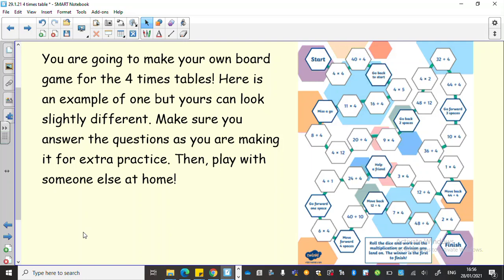Once you've done that, if you find you've still got a little bit of time left over and you want to do more times tables, remember Times Table Rockstars is always there for you. It is an amazing tool for you to learn your times tables, okay? Because one of the best ways to learn them is simply to just keep practicing them over and over. That's one of the only ways that they are going to stick in your head.